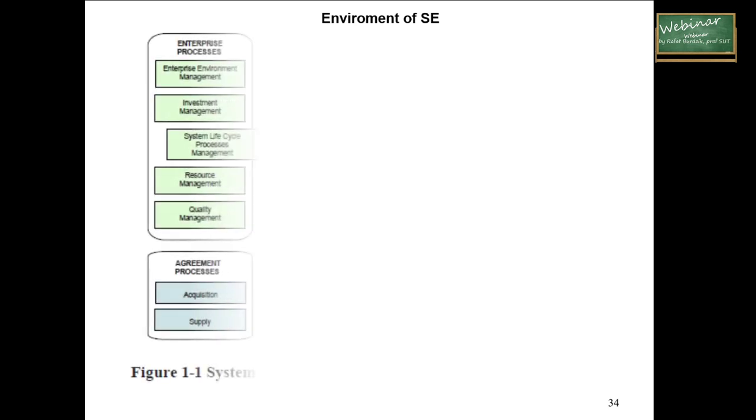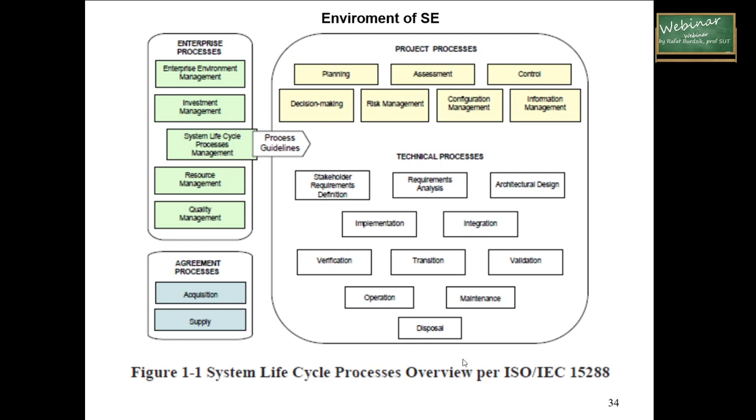What is the environment of system engineering? Because you have to consider that system engineering is just one part of the activities which are conducted in the industry or in the company. So first you have to consider what is the impact and how the system engineering approach is familiar with the enterprise processes, including the management processes, including investment management, system lifecycle processes management, resource management, and quality management. These are the fundamental processes in the company which help to reach the goals of the company. And we have to be sure that our system engineering methodology will support those processes, not be in front of those processes. Then the agreement processes, including acquisition and supply.